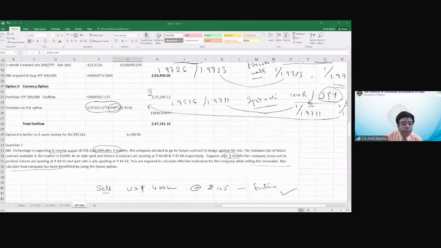Does any student have any query? They can ask us. Otherwise, Amit sir, can you stop sharing your screen? Yes, sir.